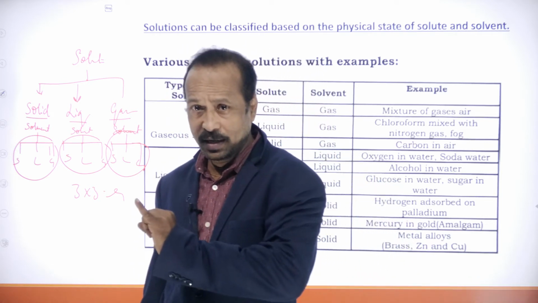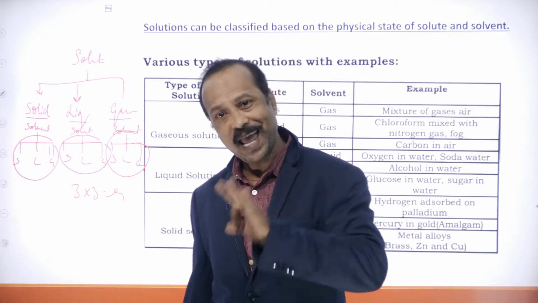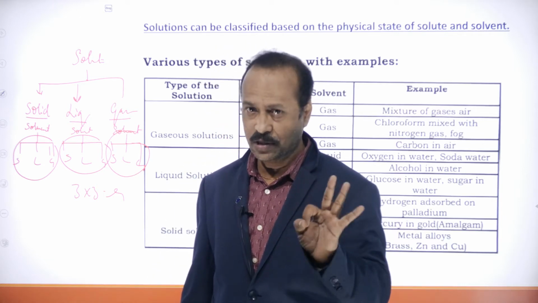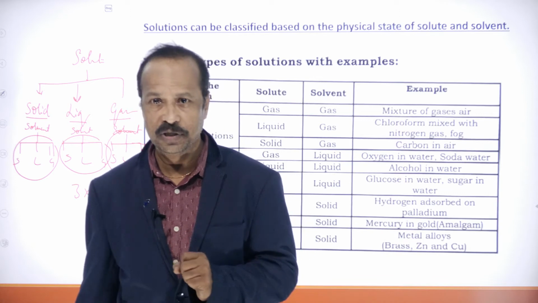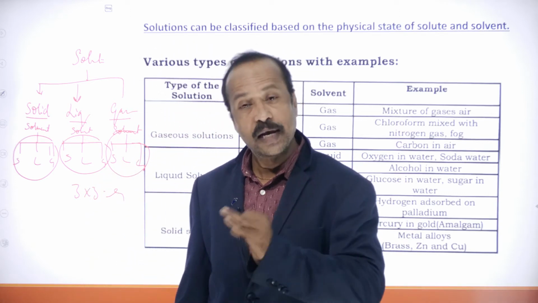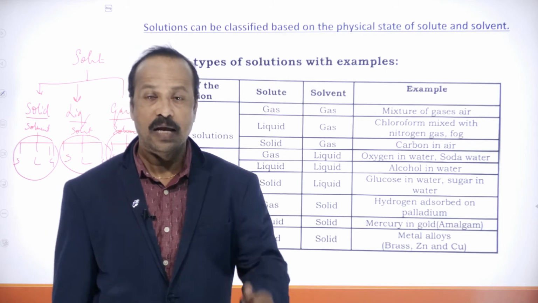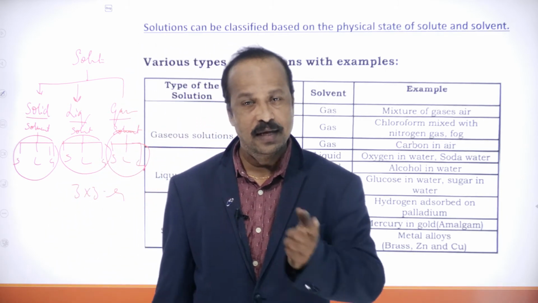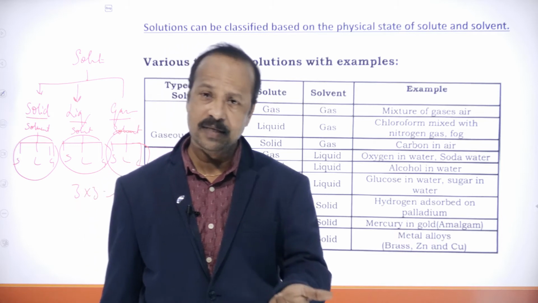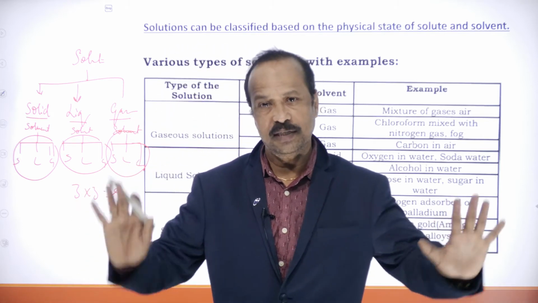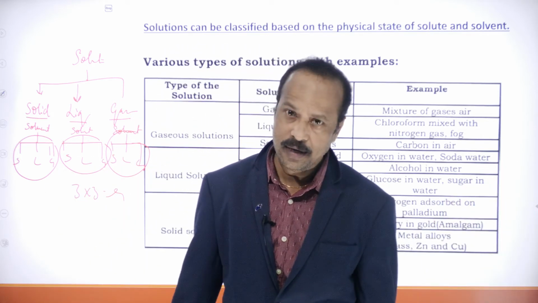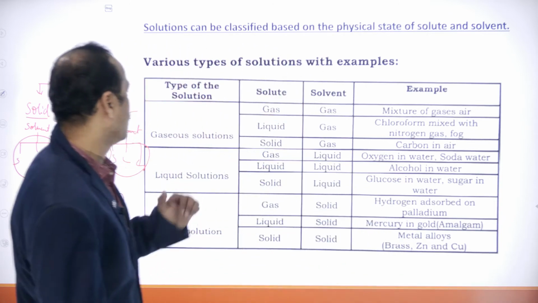What are they? Solid in solid, liquid in solid, gas in solid. These are called solid solutions. Now, liquid solutions: solid in liquid, liquid in liquid, gas in liquid. 3 solutions. Now, solid in gas, liquid in gas, gas in gas. 3. Right? So, now let us see examples.